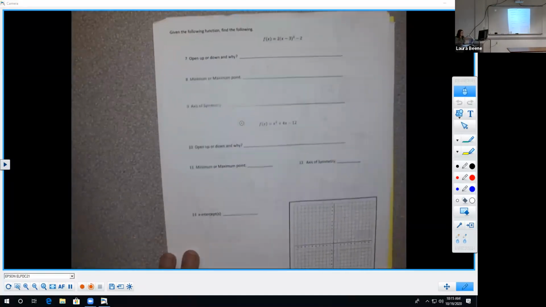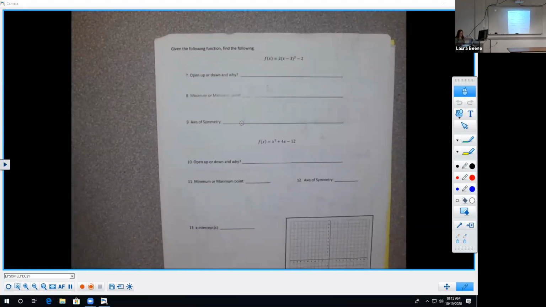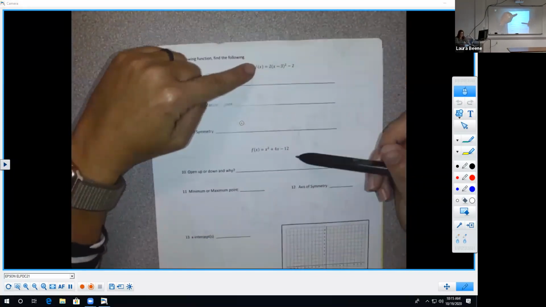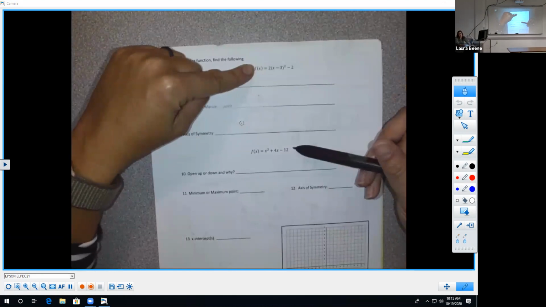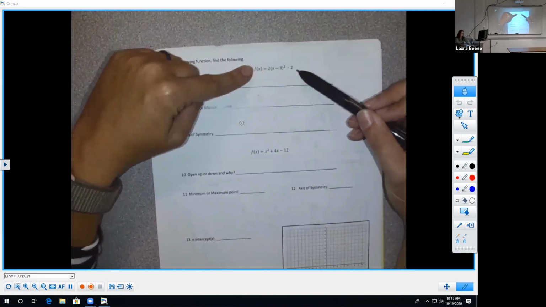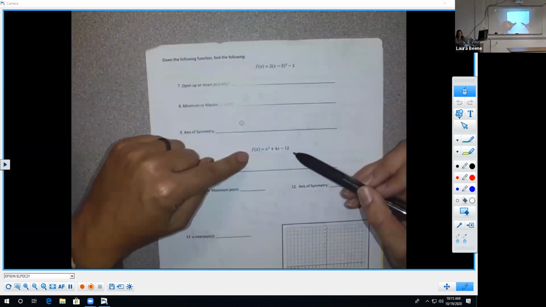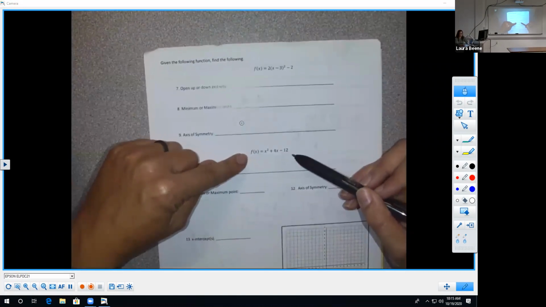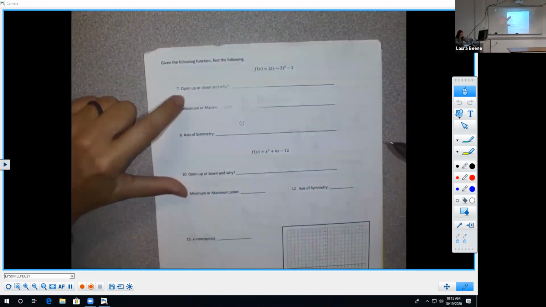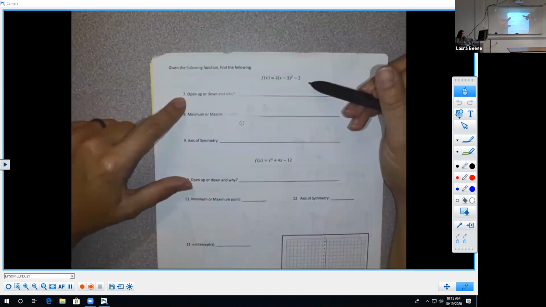Okay, look at the back. Quadratics. It's been a little bit since we did quadratics. Remember, there are 2 different types of forms for quadratics. This is like the vertex form. This is the standard or general form, depending on what book you're talking about. Okay, so look at number 7. Does that first quadratic open up or down?